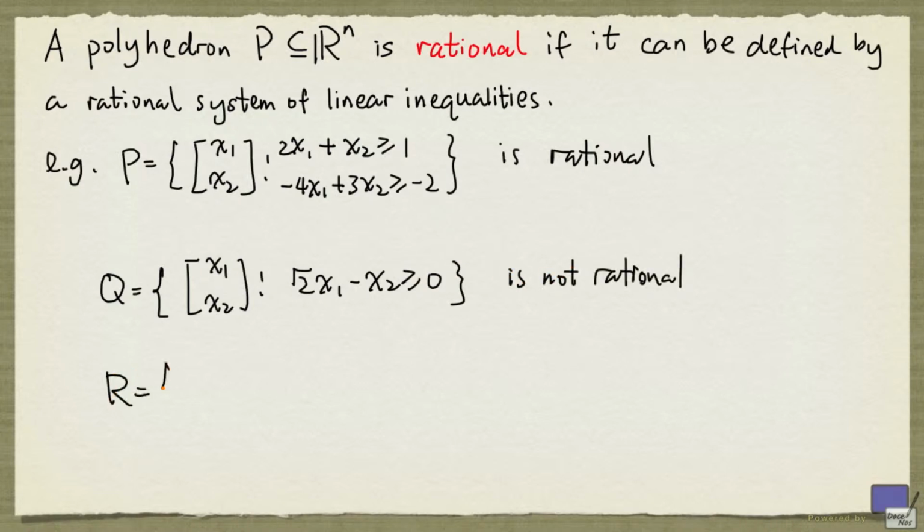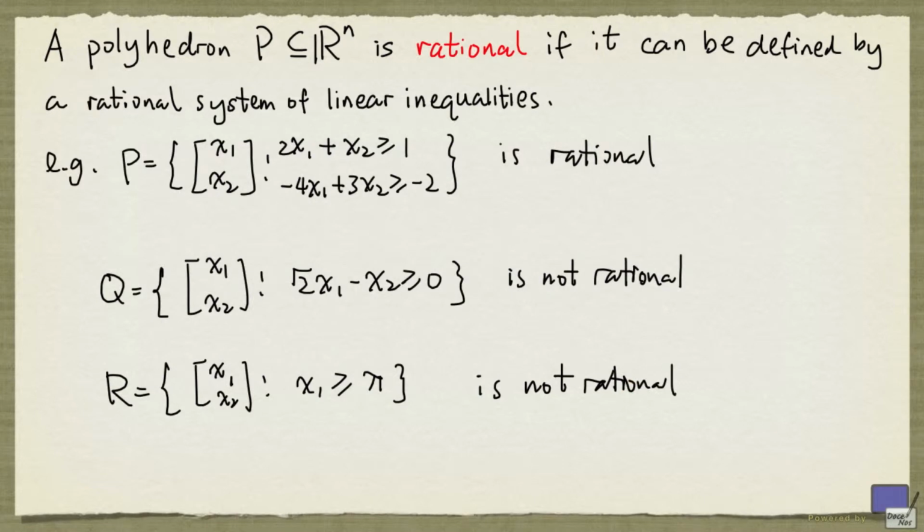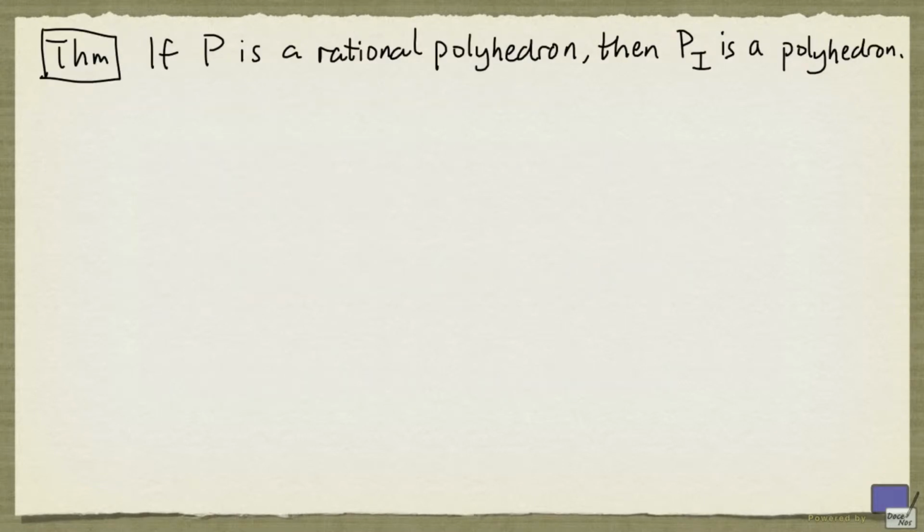And if we look at the set of x1, x2 satisfying x1 ≥ π, this is also not rational. Now, a major result in integer programming is the following theorem. If P is a rational polyhedron, then the integer hull of P is also a polyhedron. In fact, we can add the word rational here, and the theorem will still be true.